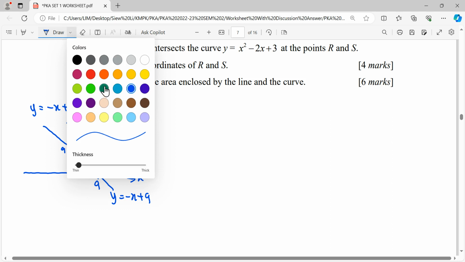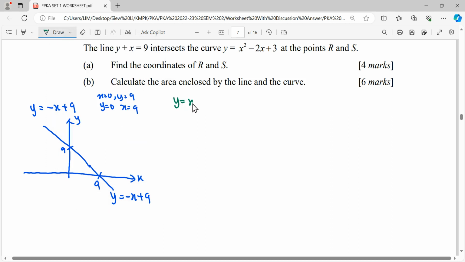Then the second graph, which is y equals x squared minus 2x plus 3. So we can try to factorize. 1, 3, plus negative, so we cannot. Or we can press our calculator to find the roots. When we substitute into the calculator where a equals 1, b equals negative 2, c equals 3, we get complex number roots, which means this quadratic won't have real roots, so it won't touch the x-axis. So what we can do is find the intercept: when x equals 0, y equals 3, so it touches here.